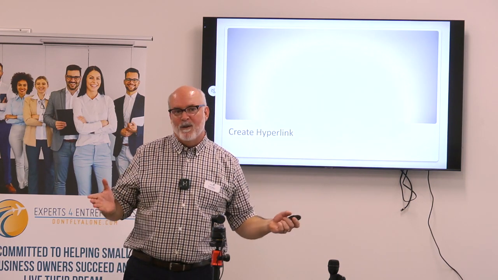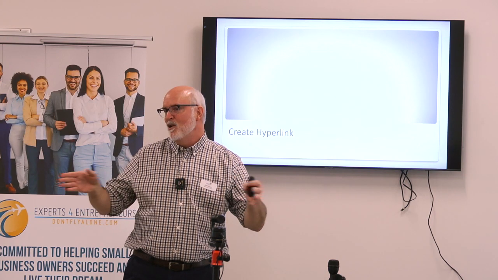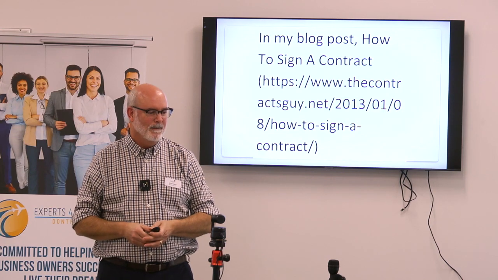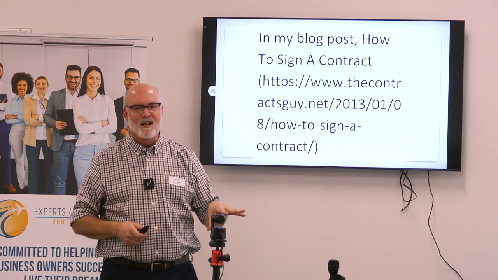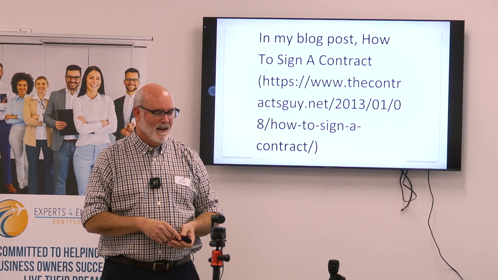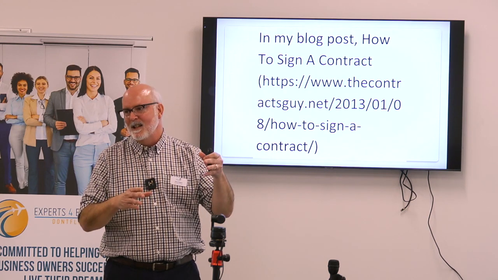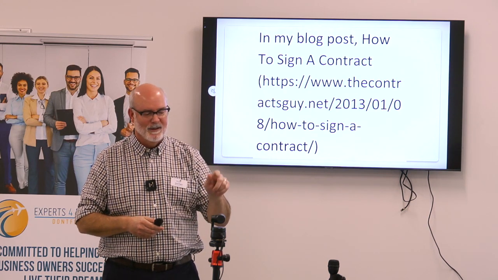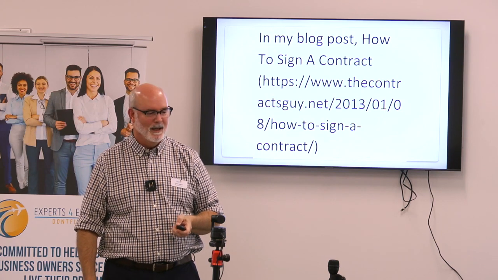So what if I want the hyperlink to be shown? I want people to see what the web address is in the document. So I've changed this a little bit to say, how to sign a contract, and then I've got the link there, but it's not linkable, so I want to make a hyperlink out of it.